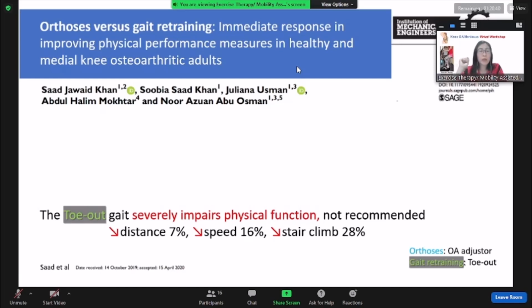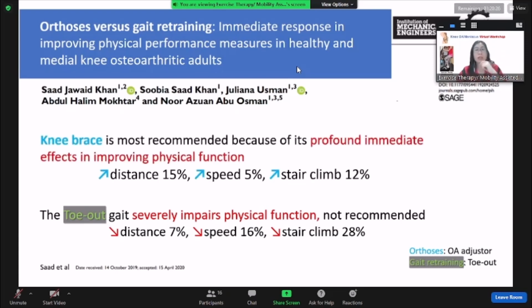And what was found out was the toe-out gait retraining impaired the physical function severely, and therefore it is not recommended, while a knee brace is actually highly recommended because of its profound immediate effects. And you can see in terms of the percentage of change, speed, and also stair climbing, there is actually an improvement demonstrated.